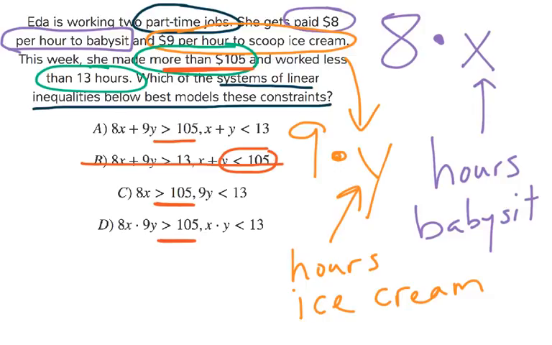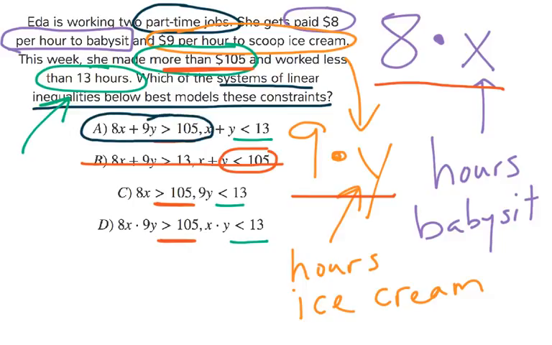And then the last part, remember the second part of that constraint was less than 13 hours. Well, it looks like all of our remaining answers say less than 13 hours. So that's good. Let's go back through and see what else we can eliminate now. A says 8x plus 9y is greater than 105. So that's taking the hours babysitting, finding the amount of money, because you're multiplying by 8, and then the hours scooping ice cream times 9. So that's pretty good. That is the equation we're going to want for that first part.